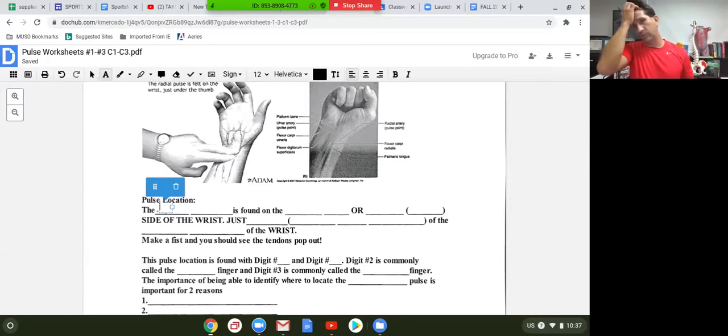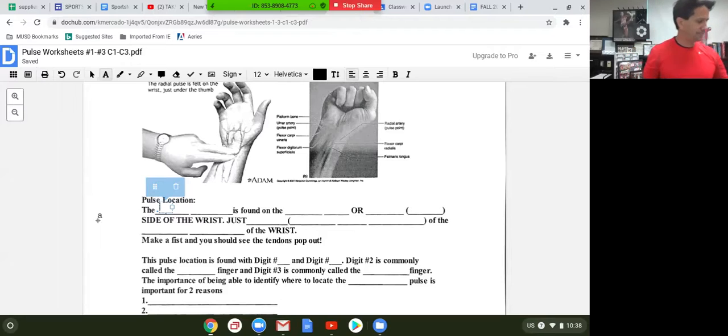Okay, so the pulse. You're going to go right side. We're talking about the left hand, right wrist. Okay, so the pulse location.